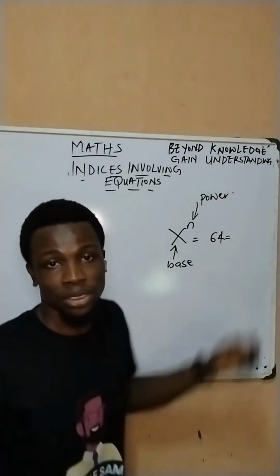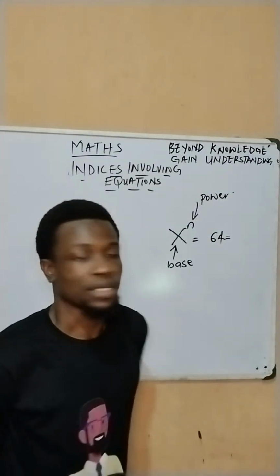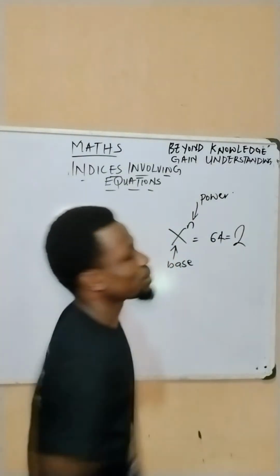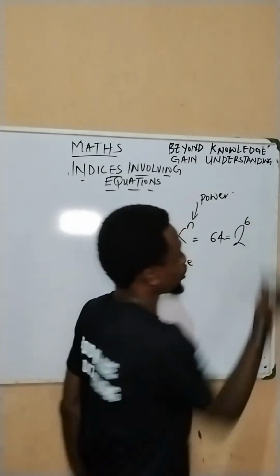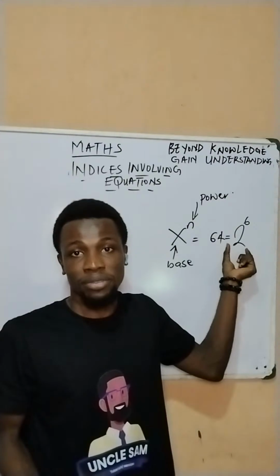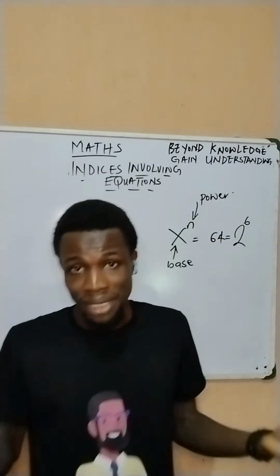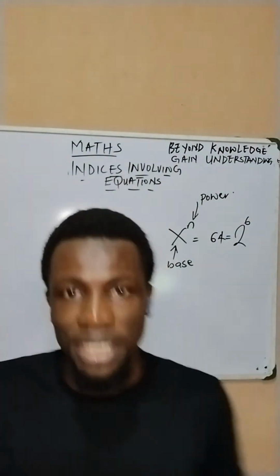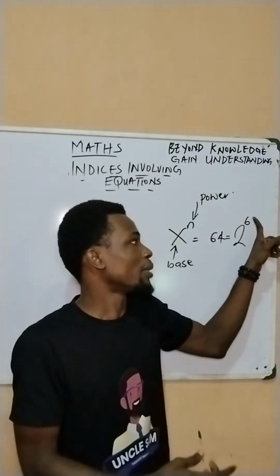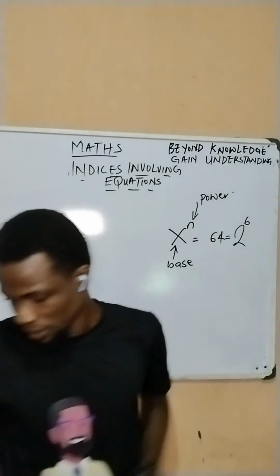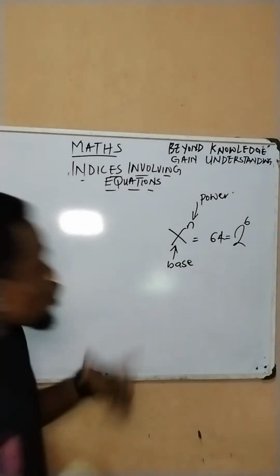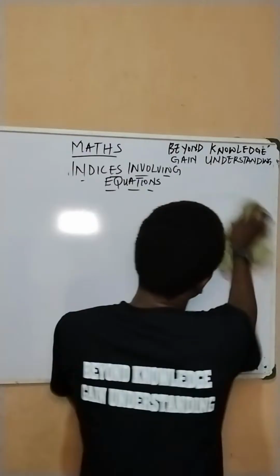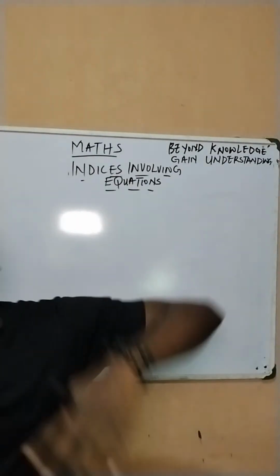And it turns out that I can represent this 64 by reducing it to a base of 2, raised to the power of 6. These 2 raised to the power of 6 and 64 mean the same thing. But indices brings that power aspect to life, where you have a power and a base. So that is the basic idea that indices seeks to take us on a journey around, and that is what I'm here to do.